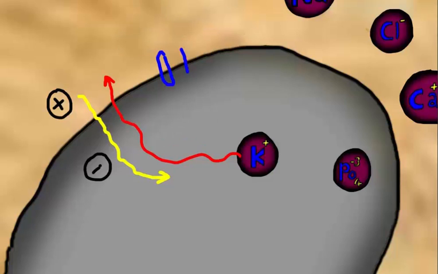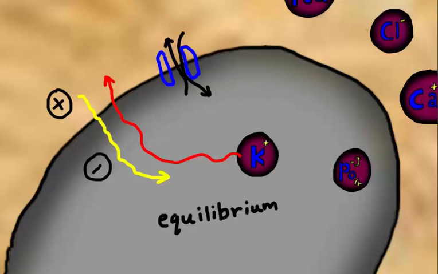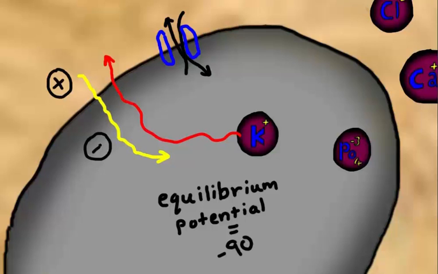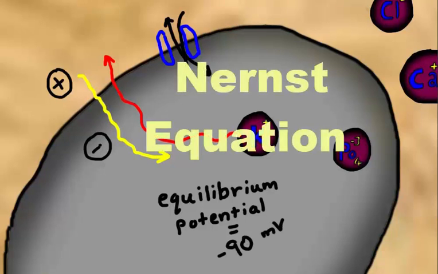The cell membrane has potassium channels that transport the potassium freely across the cell membrane. The potassium ion will move across the cell membrane until reaching an equilibrium potential, in which the chemical gradient is equal to the electrical gradient, and the equilibrium potential for the potassium is about -90 millivolts. The Nernst equation is used to calculate the equilibrium potential for a specific ion.